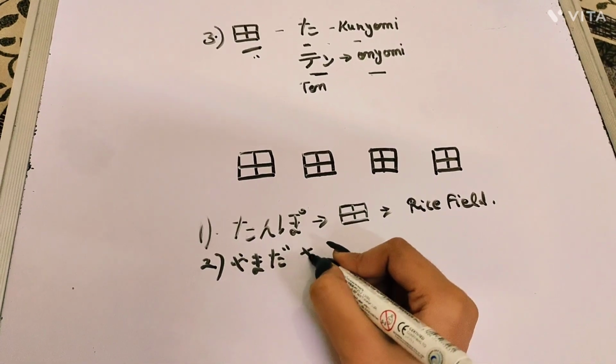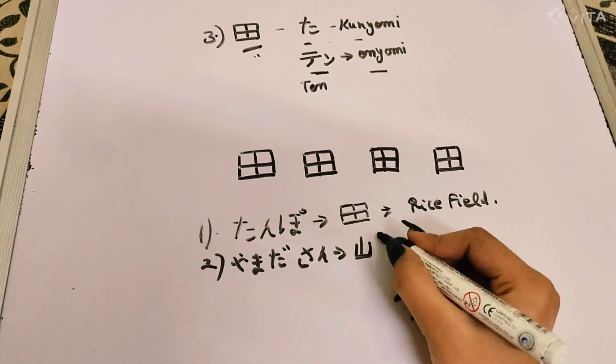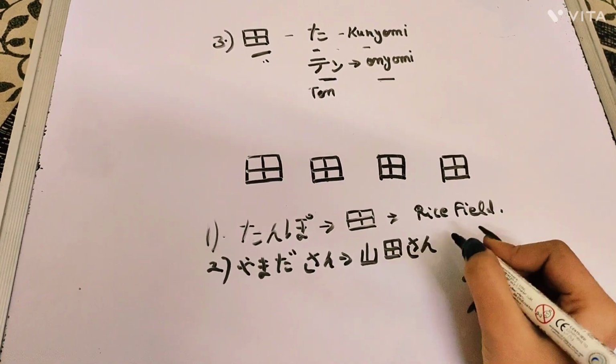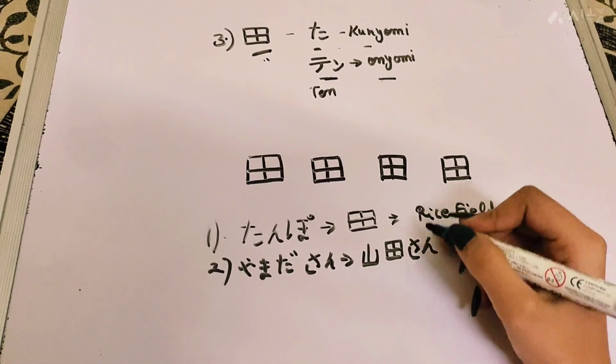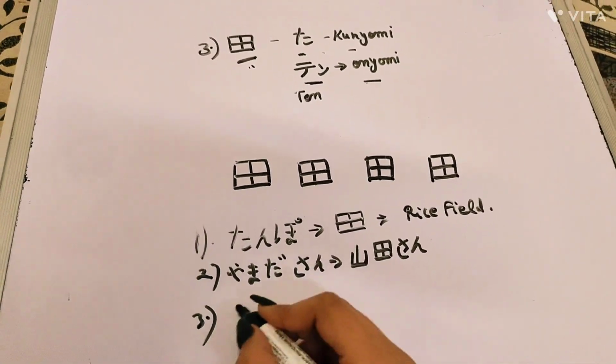Next is Yamada-san. It's a name, Mr. Yamada. Yama, then da. Yamada-san, Mr. Yamada. Now, third word is suiden.